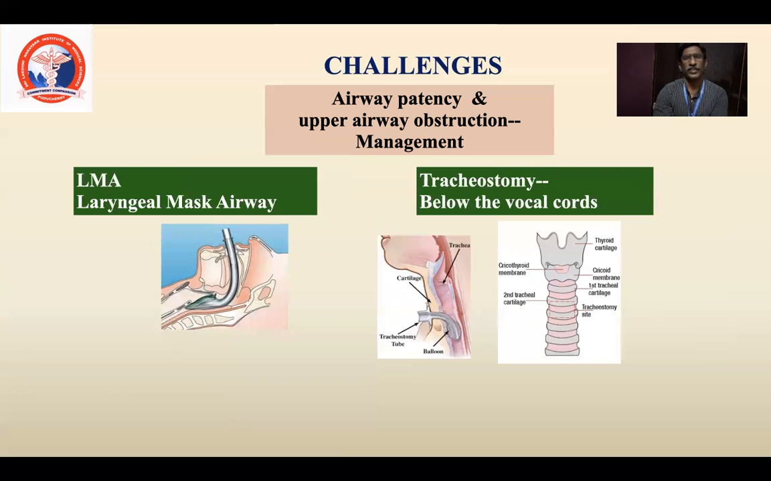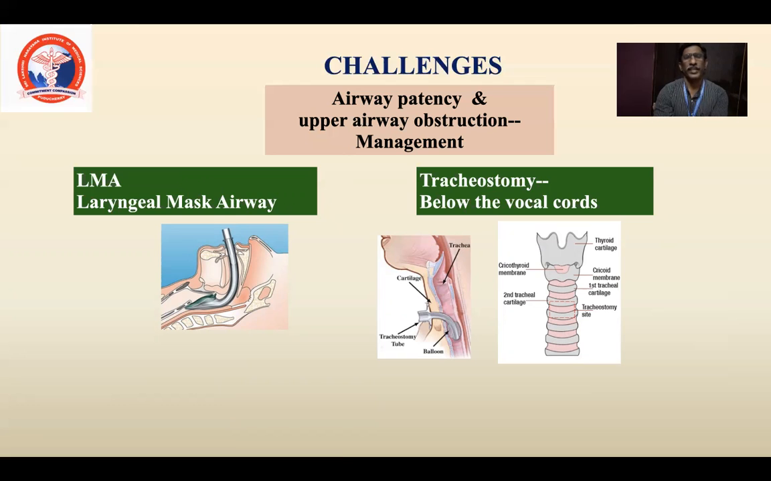Oropharyngeal airway is less invasive. Endotracheal intubation is more invasive. And we have the laryngeal mask airway in between the oropharyngeal airway and the ET tube. The ET tube goes into the trachea, but the LMA remains outside the laryngeal apparatus, just facing the inlet of the larynx. The oropharyngeal airway will remain in the oropharynx. So LMA is in between the oropharyngeal airway and the endotracheal tube.